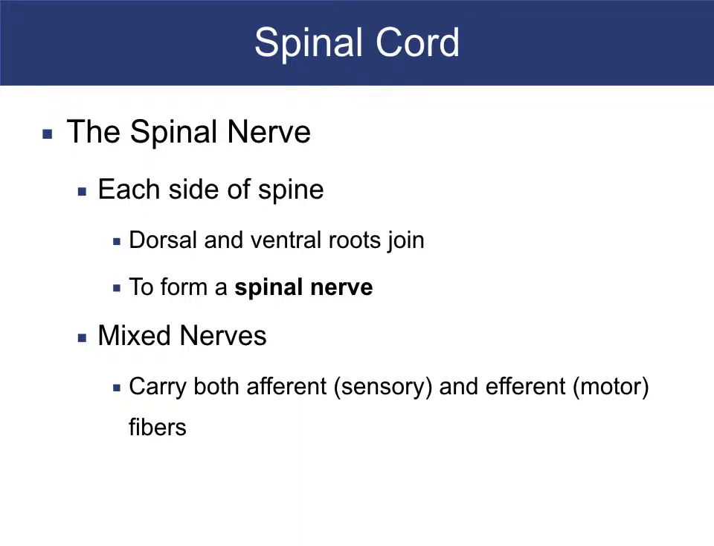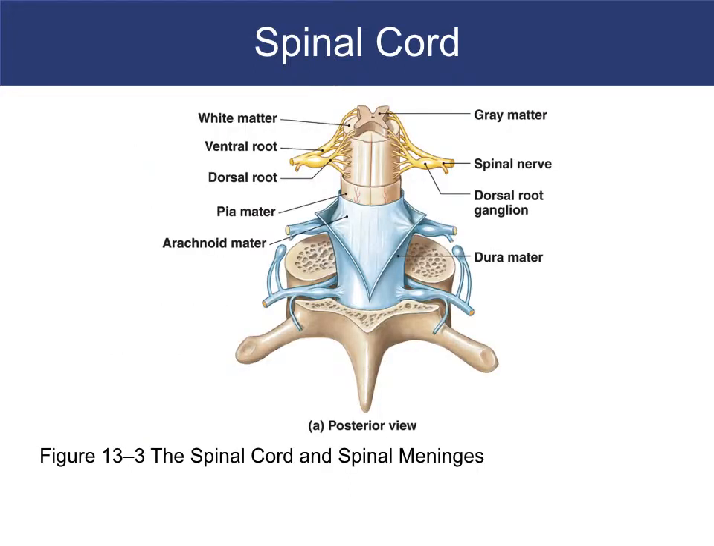As I said already, the dorsal and ventral roots join up on each side, and when they do, they form the spinal nerve. And remember that the spinal nerve is always a mixed nerve, carrying both incoming afferent sensory and efferent motor going out. The other thing to remember is that the spinal nerves don't stay spinal nerves very long. They split up again pretty quickly.